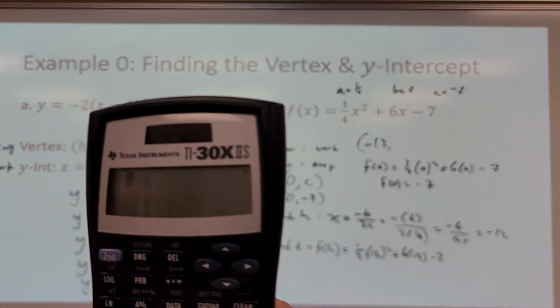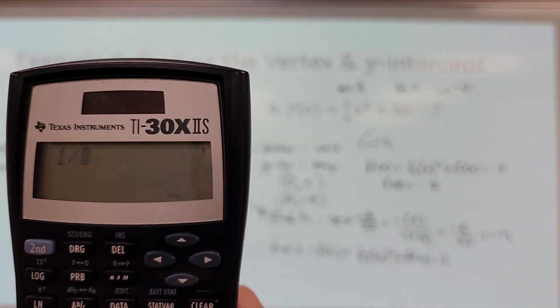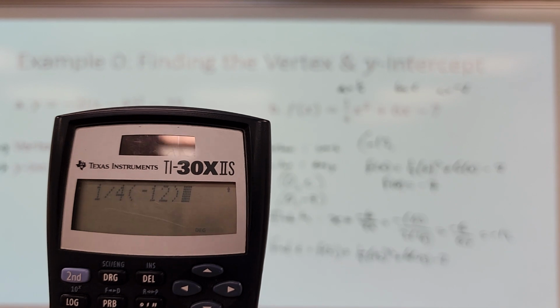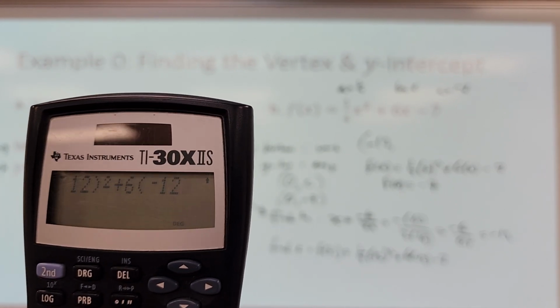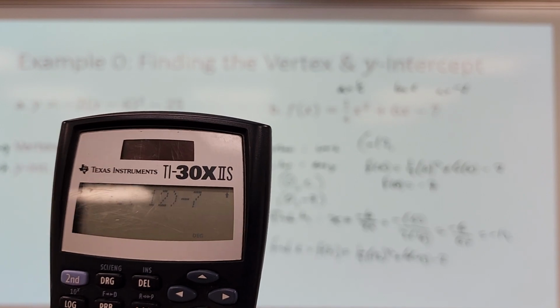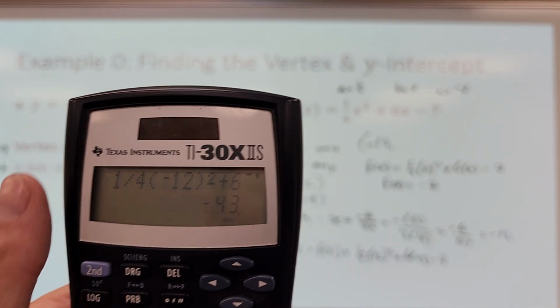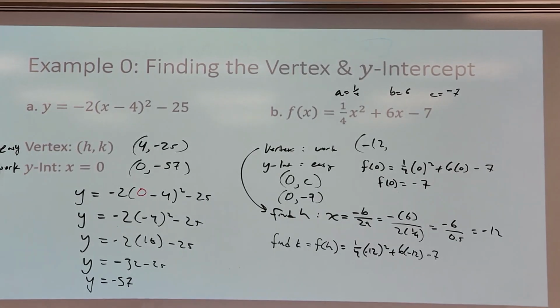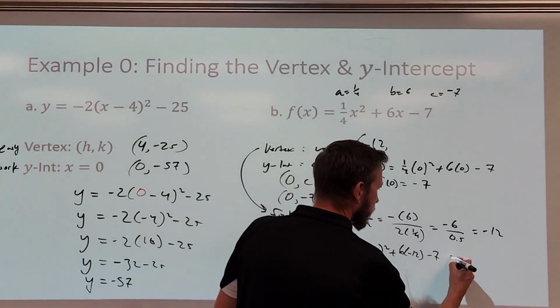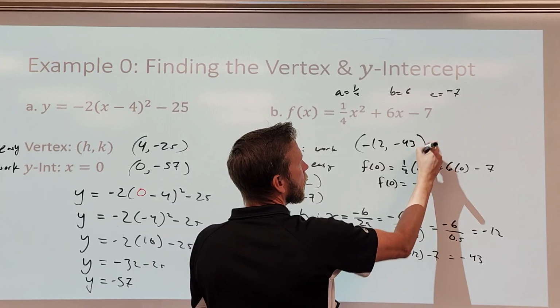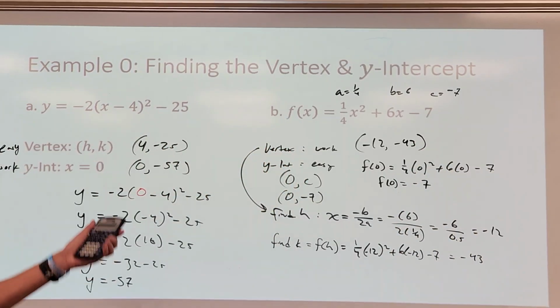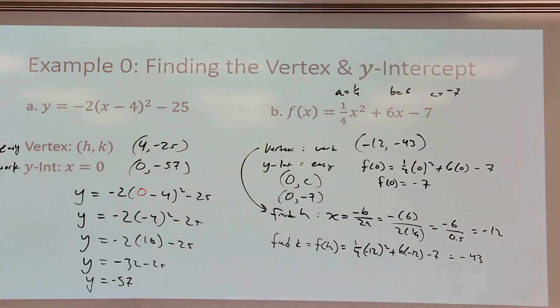All right, so we are going to take 1/4 of negative 12 squared. We're going to add 6 times negative 12, and then we're going to subtract 7. And it gives us negative 43. So I know that this is going to equal negative 43, letting the calculator do that work. So folks, this is not hard, but it just takes effort.